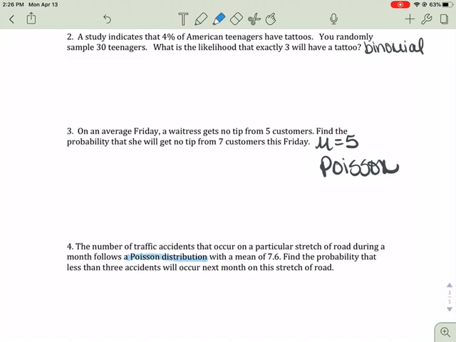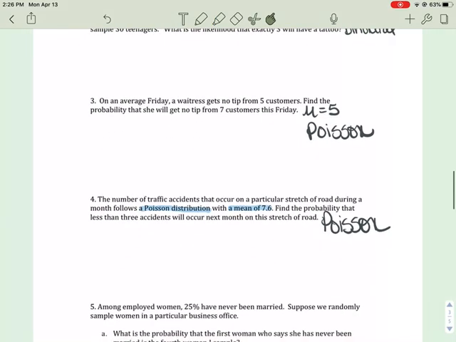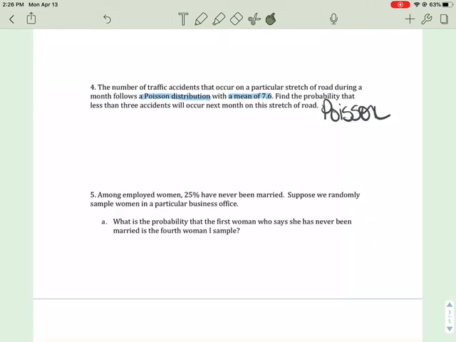This one says it right in the problem. Okay, so this is a Poisson. And even if it didn't say it in the problem, it gives us a mean of 7.6. So that tells me Poisson right away.